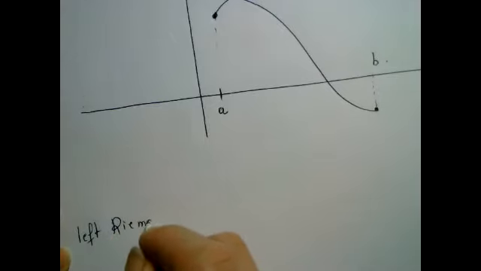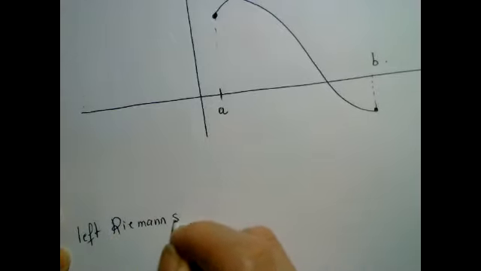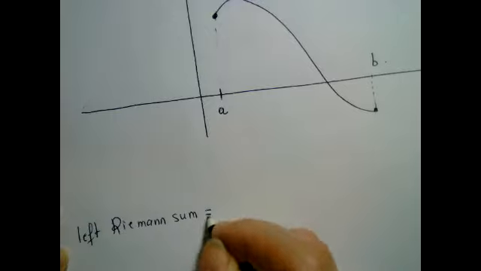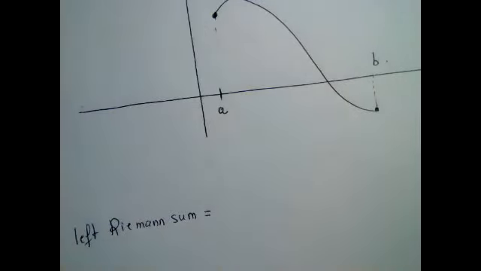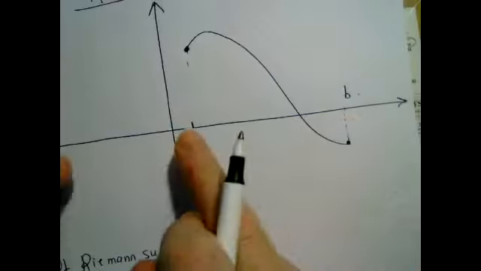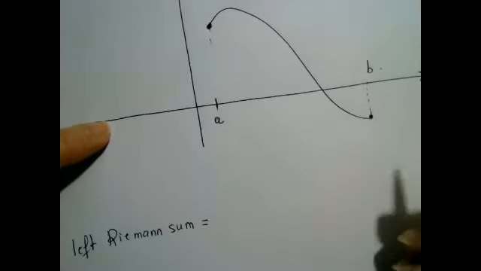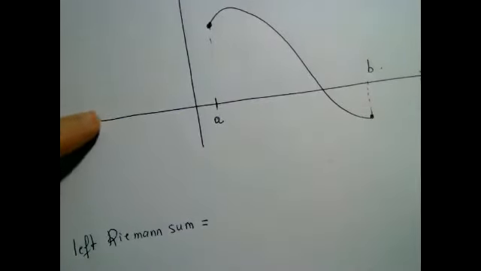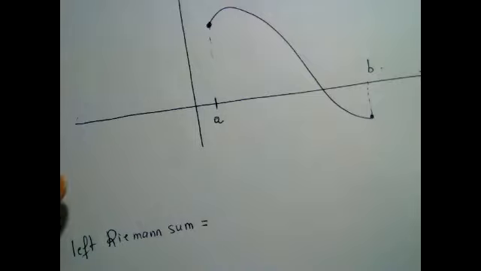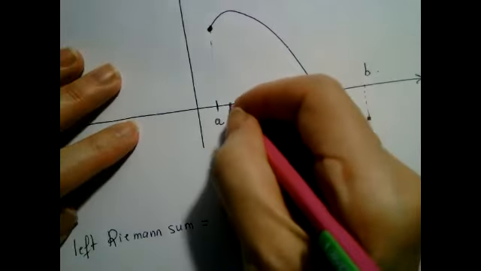Riemann sum. Then I define what we call the right Riemann sum. So what's the left Riemann sum? We take the interval AB and we divide it into n equal pieces.